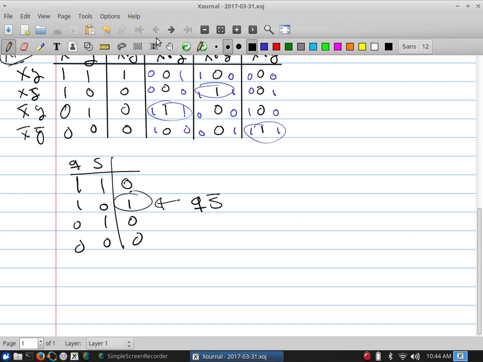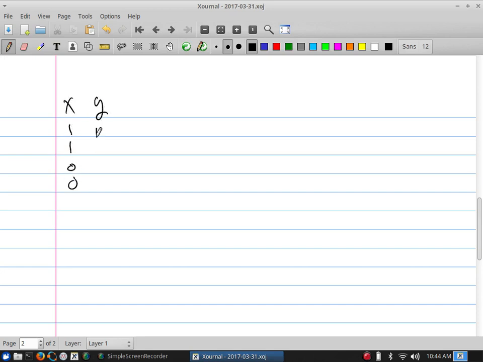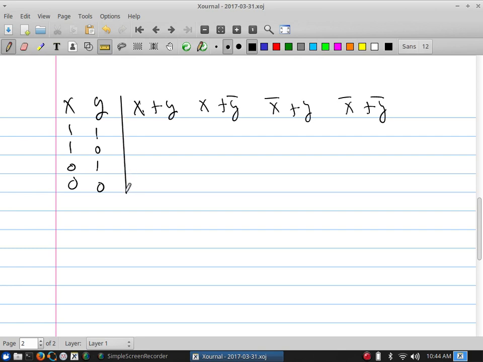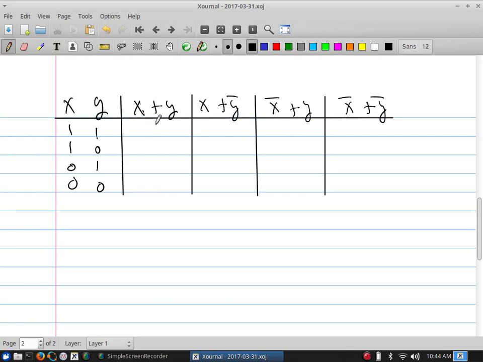Let's look at max terms. X, Y, 1, 1, 0, 0, 1, 0, 1, 0. If I would do X plus Y bar, X bar plus Y, X bar plus Y bar. X plus Y would be? Everybody okay with that? If we would write it, remember, what's the X? It's 1, 1, 0, 0. What's Y bar? 0, 1, 0, 1. What do I have? Uniqueness at zeros, because max terms have uniqueness at zeros.